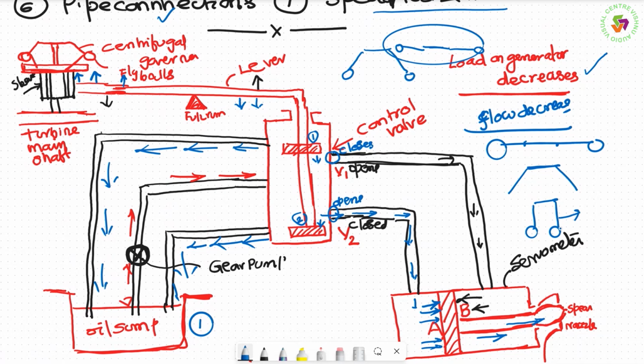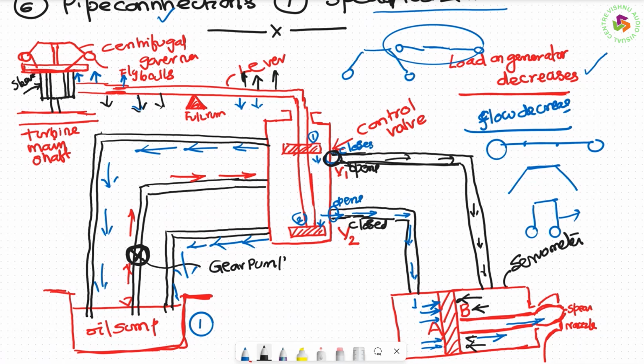When the fly balls are in this position, the sleeve is moved downwards. When the sleeve is moved downwards like this on the left hand side, naturally on the right hand side the lever is moved upward. When it is like that, this valve V1 gets open. That's what I told. This valve gets open, and now the oil pushes the black dots you see, and the oil enters onto the right side of it.